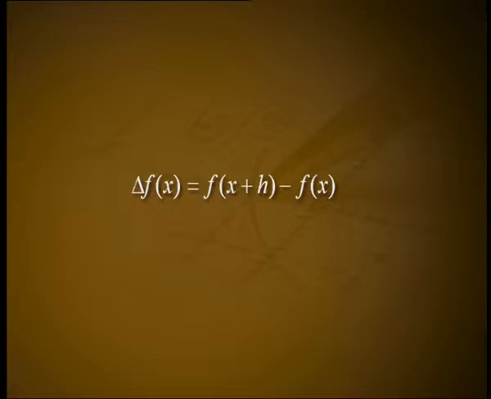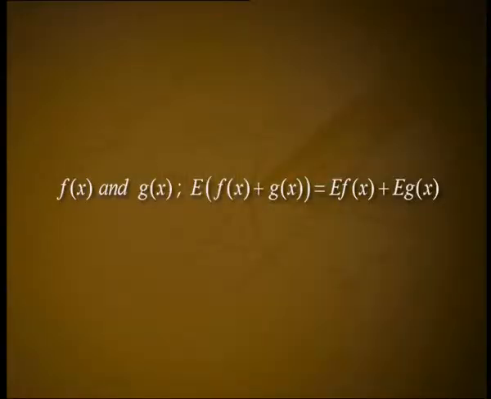Relation between E and delta. For a function f(x), we have delta f(x) equal to f(x plus h) minus f(x). Hence, delta f(x) equal to E f(x) minus f(x), that is equal to (E minus 1) f(x). This implies delta equal to E minus 1, or E equal to delta plus 1.